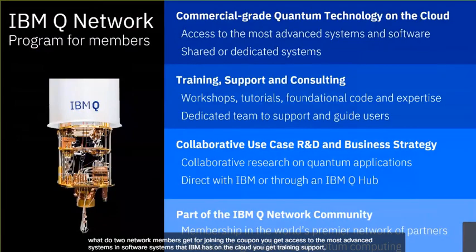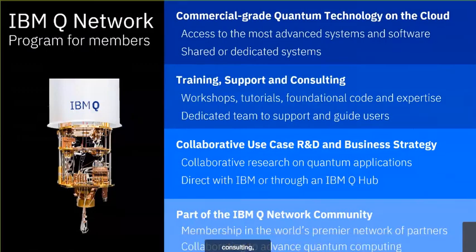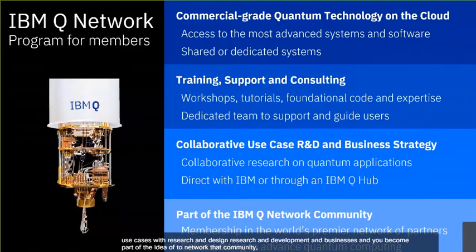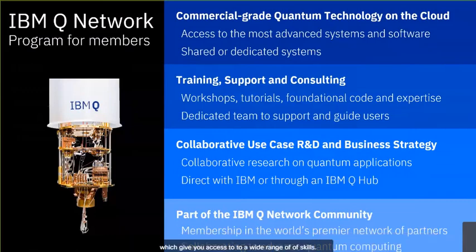Okay, so what do Q Network members get for joining the Q Network? You get access to the most advanced systems and software systems that IBM has on the cloud. You get training, support, and consulting, collaborative use cases with research and development, and businesses. And you become part of the IBM Q Network community, which gives you access to a wide range of skills. Okay. Next slide, please.